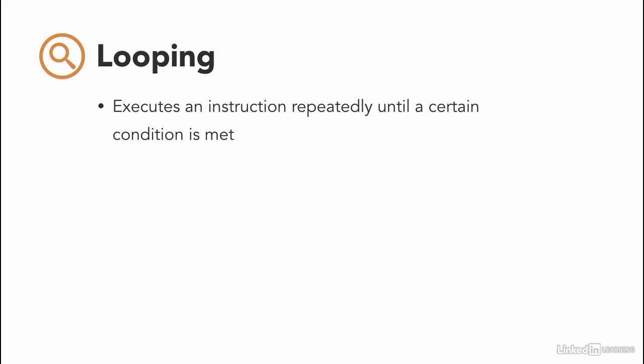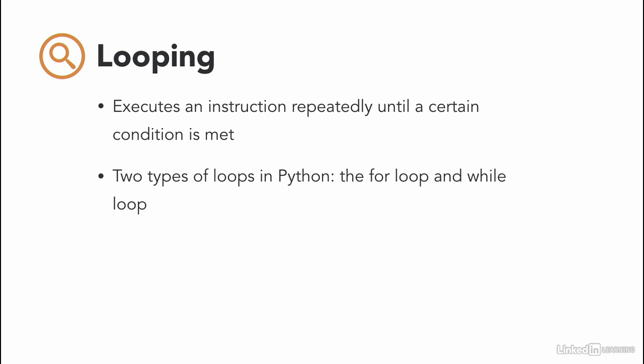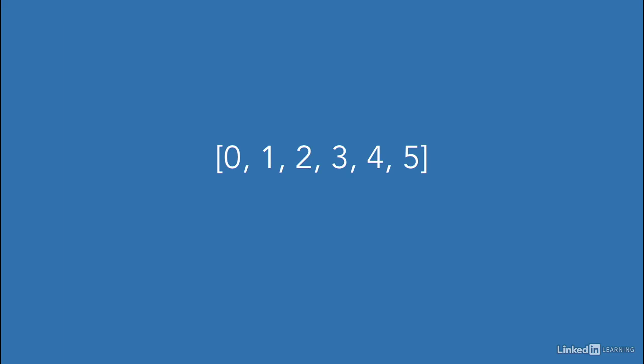Say we've looped or iterated through every item in a list. There are two types of looping in Python, the for loop and the while loop. Let's start by looking at the for loop. Say for example, we had a list of numbers, 0 through to 5. A for loop will allow us to loop over every item in the list and perform an instruction.